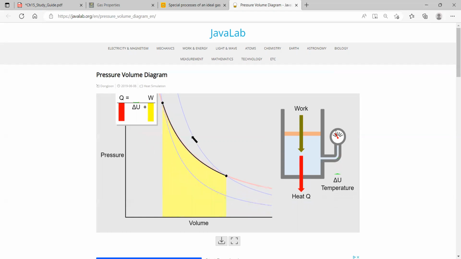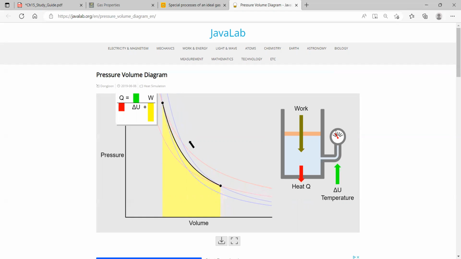Then the isothermal process is this one. Where the temperature is constant, delta U equals 0. So that's why you see that there is no contribution in delta U. So we have Q and W.